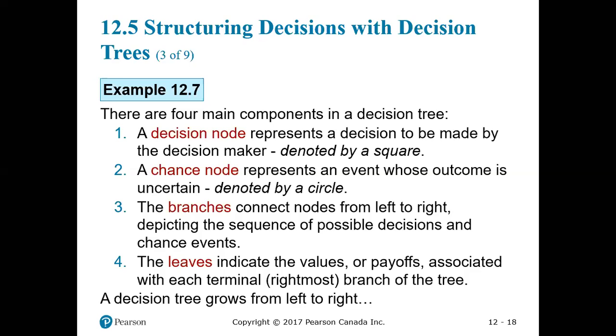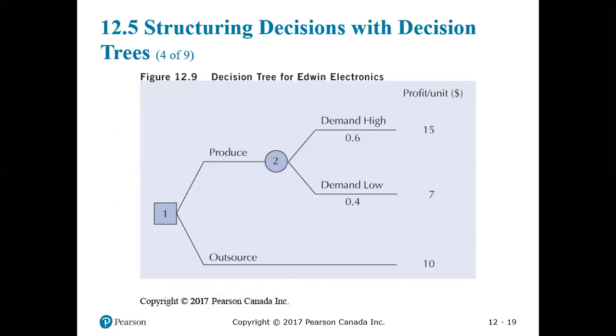So here is a look at a decision tree. Back to our Edwin Electronics. You can see, first a decision is made, and that's the decision node, number one. So number one represents the decision node. And so a decision will be made to produce or to outsource. If you outsource, the profit would be 10, and that would be what your profit is, whether it's high demand or not.